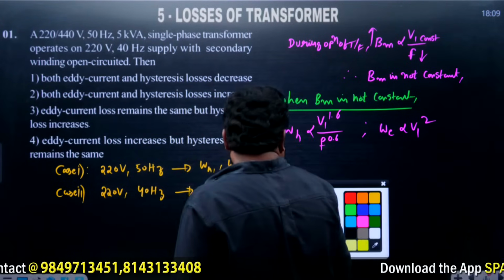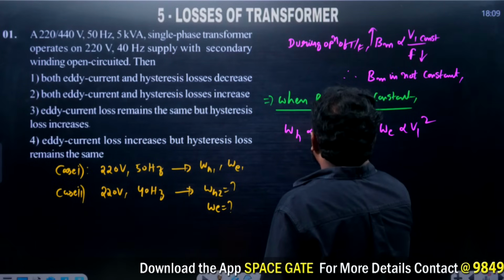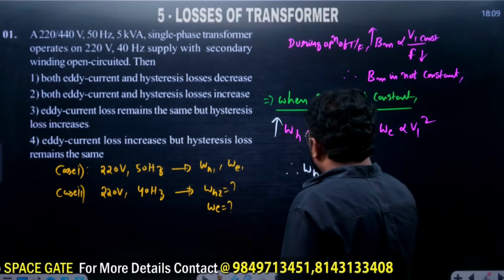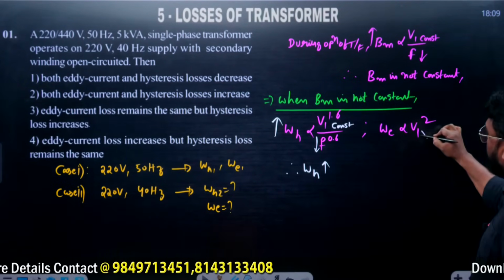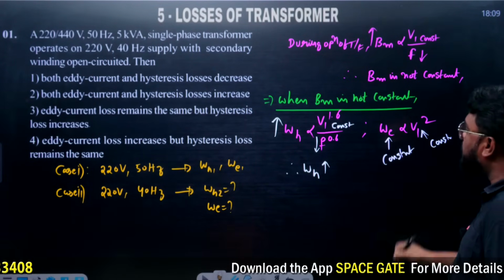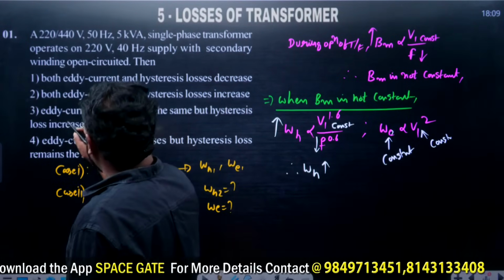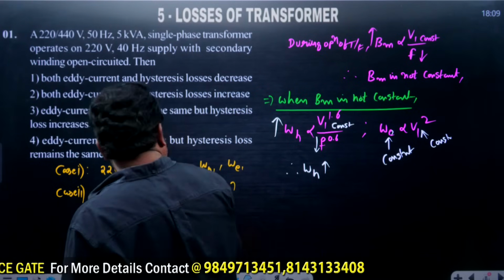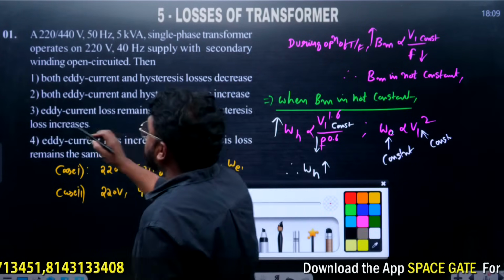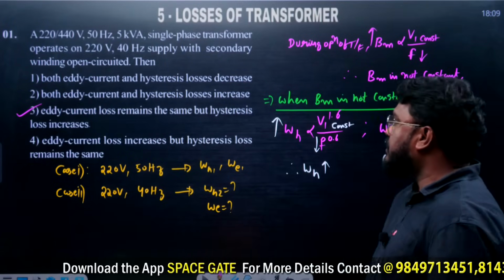Now apply the given conditions to get the answer. Voltage is constant, frequency reduces, so hysteresis losses of the transformer will increase. And by keeping voltage constant, eddy current losses remain the same. So what is the answer? Eddy current losses remain same but hysteresis losses will increase. So option number 3 is correct for this question.